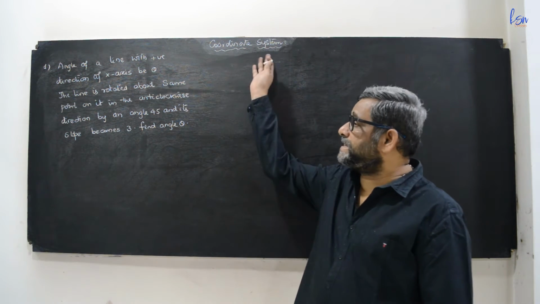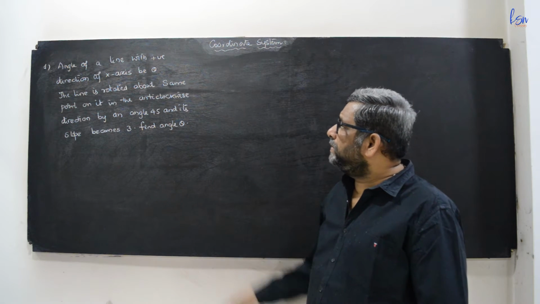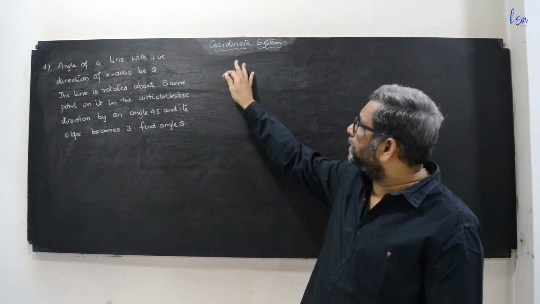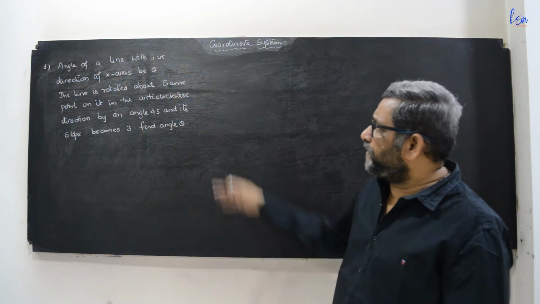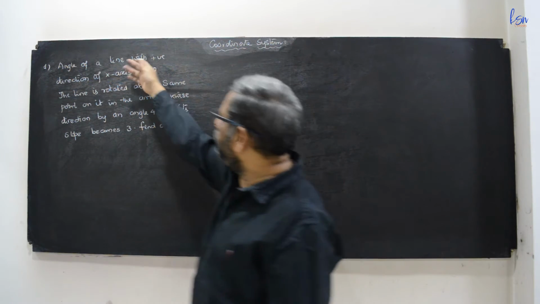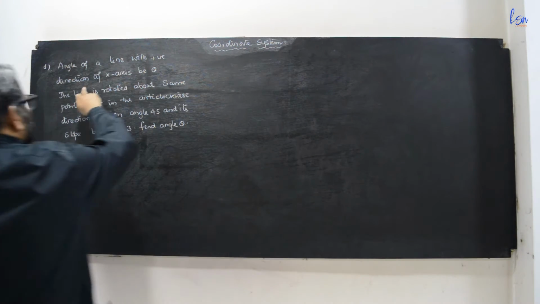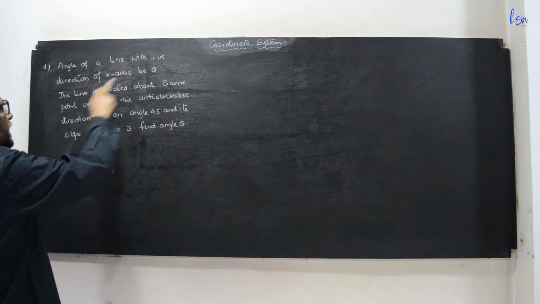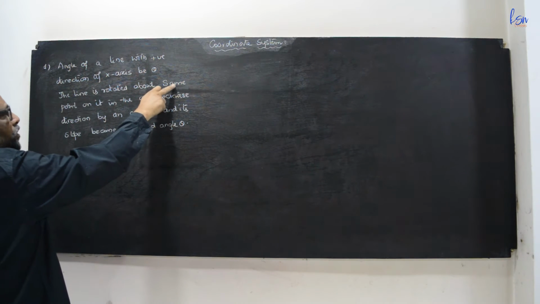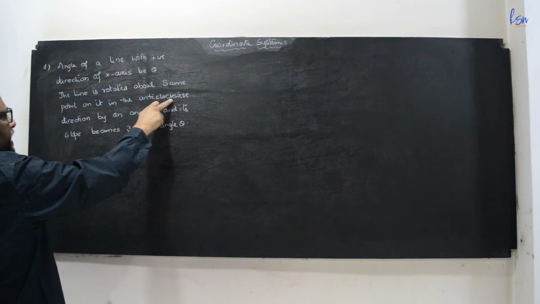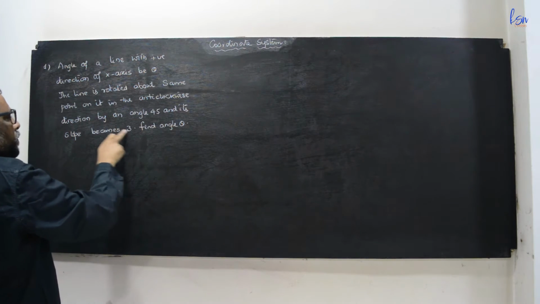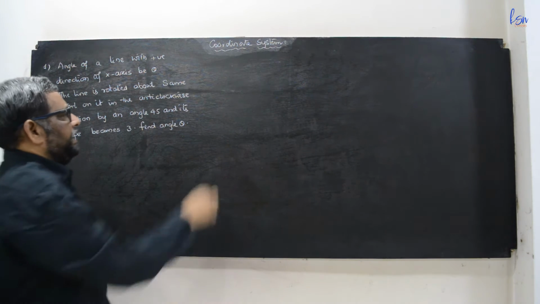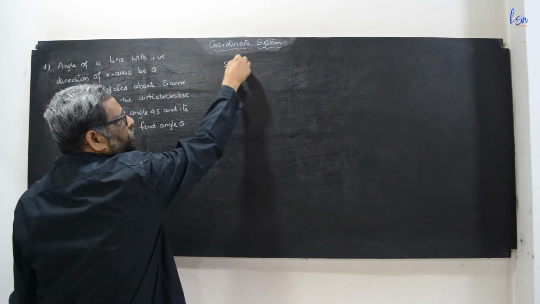Today we will discuss coordinate system, a few problems on rotation of axis and rotation of lines. The first problem is: the angle of a line with the positive direction of the x-axis is theta. The line is rotated about some point on it in the anti-clockwise direction by an angle of 45 degrees and its slope becomes 3. Find angle theta. Let us consider the solution.